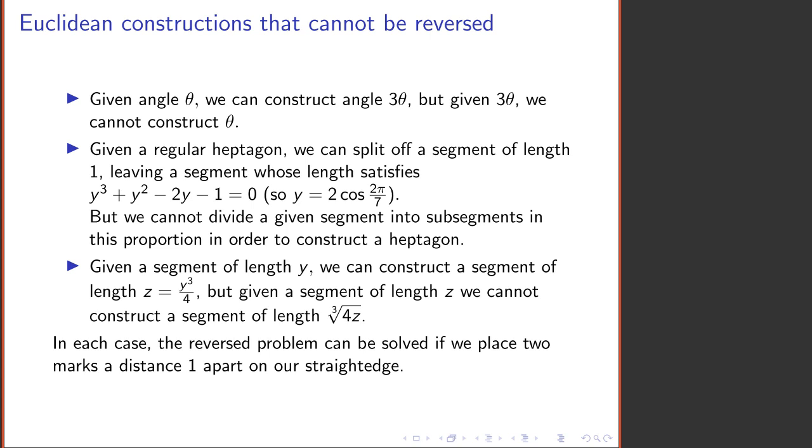If you give me a segment of length y and a segment of length 1, I can construct a new segment whose length is equal to y cubed over 4. On the other hand, I don't know how, given the segment of length z, I can reverse this to construct a segment whose length is the cube root of 4z. And now what I'm going to show you is that in each case, I can solve the reverse problem if you allow me to put two marks a unit distance apart on my straight edge.